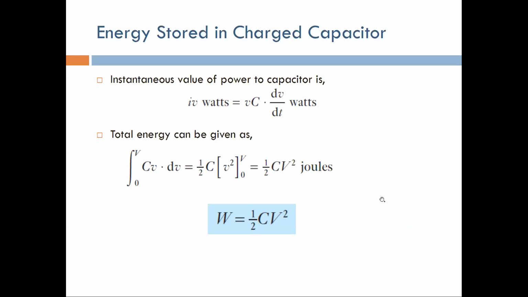Last time we stopped at this point here. We're going to talk about the energy stored in a charged capacitor. From what we learned before in the first chapter, power is V, the voltage, times the current. If I is dQ by dt, let me write it down here. You can write it down in the notes so that you can see it later.